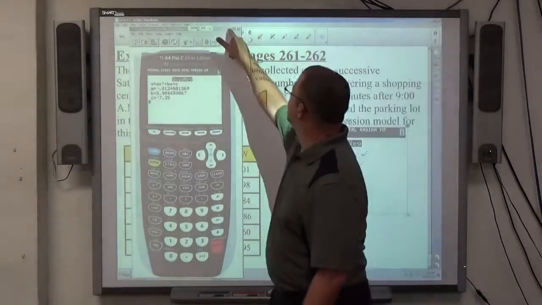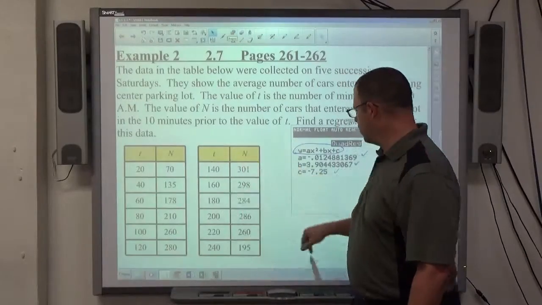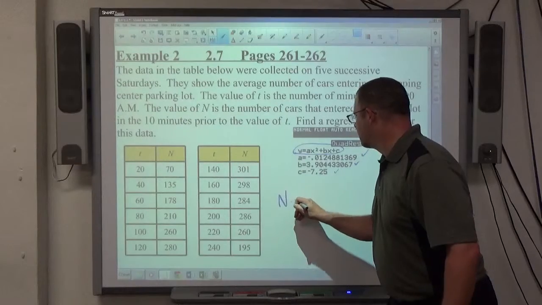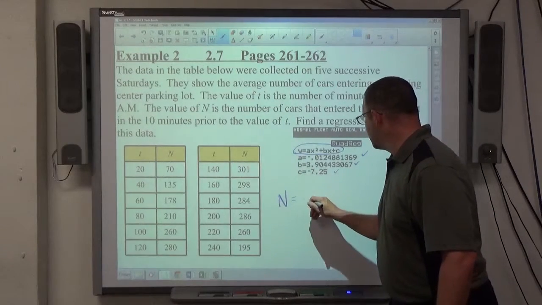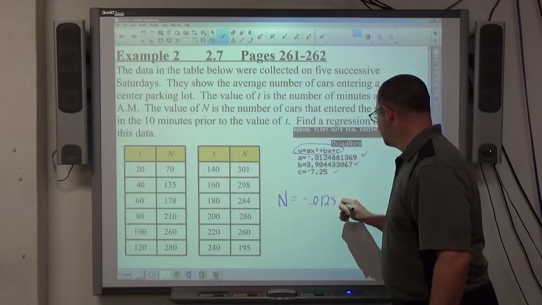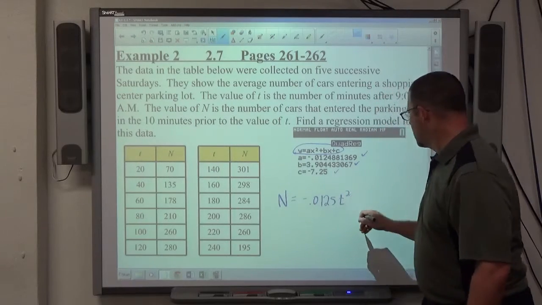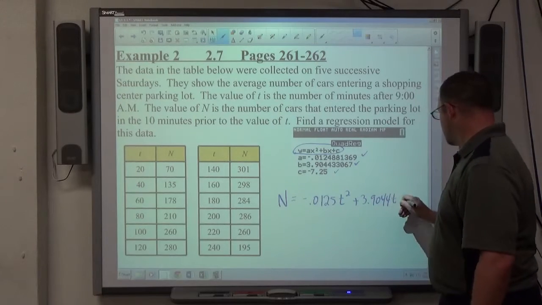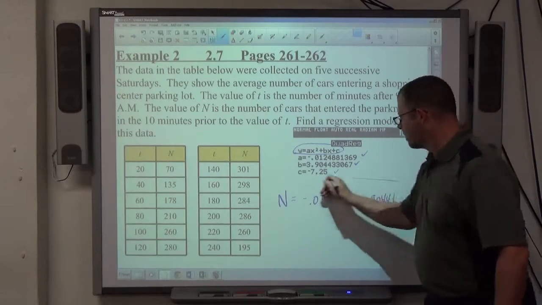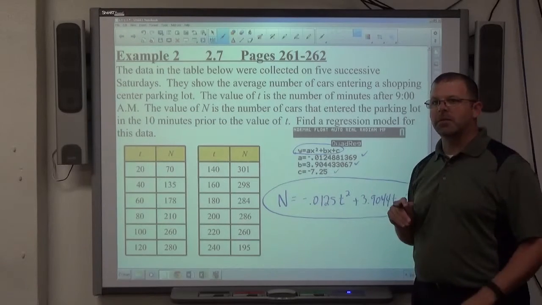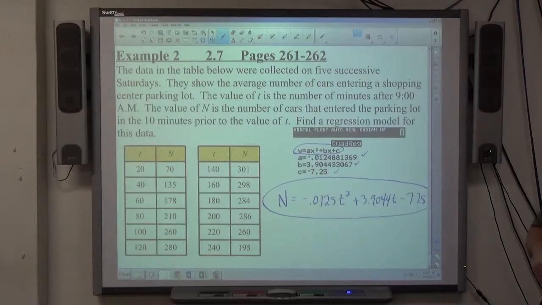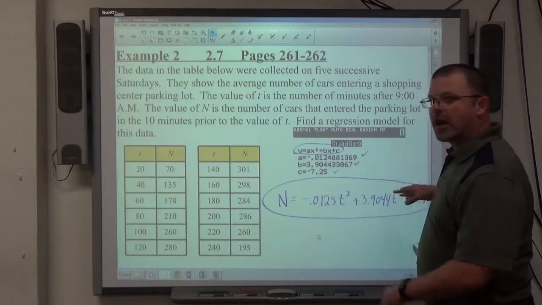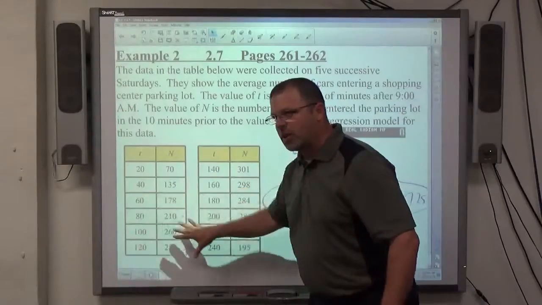The variables I'm using are n and t, so I want to use variables that are meaningful to this problem. So I'm going to use n equals negative 0.0125 t squared plus 3.9044 t minus 7.25. Unless you get a nice pretty number like 7.25, go for decimal places on these every time. All right. Again, this represents my quadratic equation that's supposed to resemble this data.